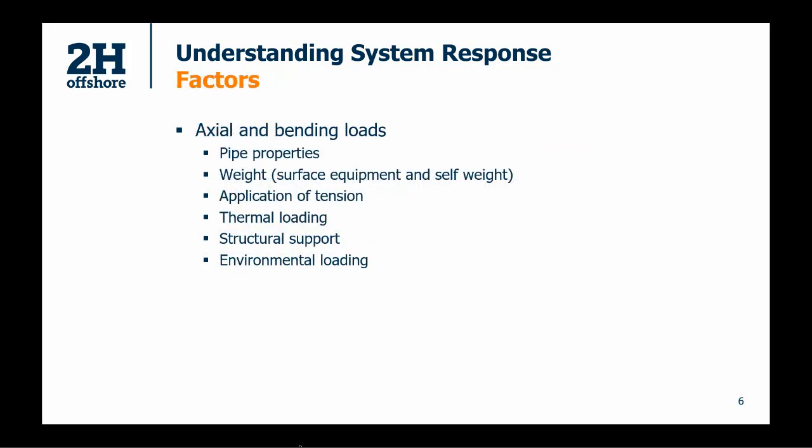And essentially anything that's going to change the axial and the bending loads within the system are the factors that we're worried about or that we need to understand fully. So that's simple things like the properties of the pipe and the weight of the surface equipment above it, whether we have any application of tension. So that again, that's going to have a big effect on the axial loads within the conductor and the casing strings. And one that doesn't always see the attention it deserves is the thermal loading.